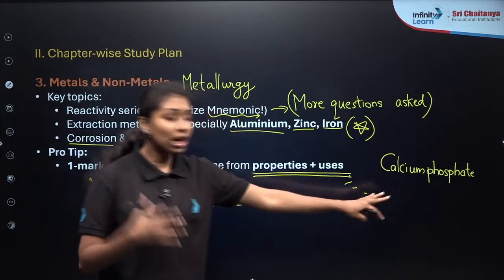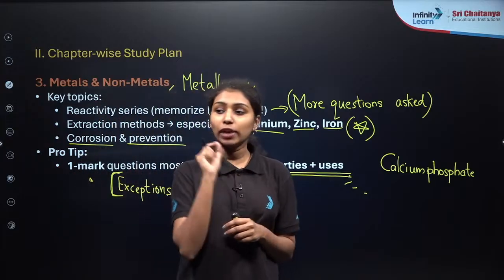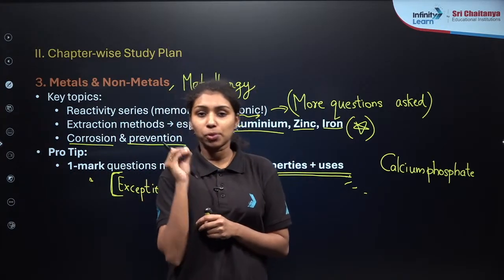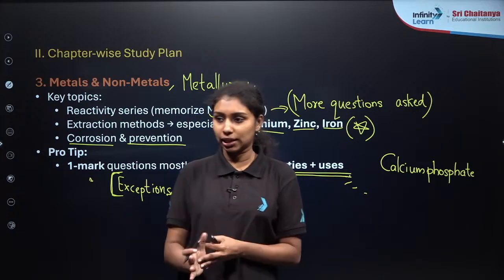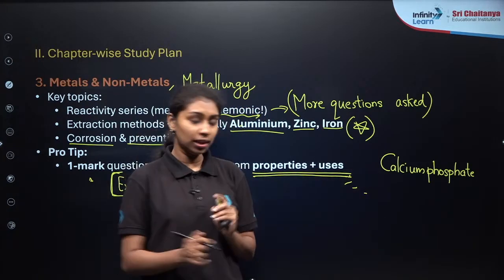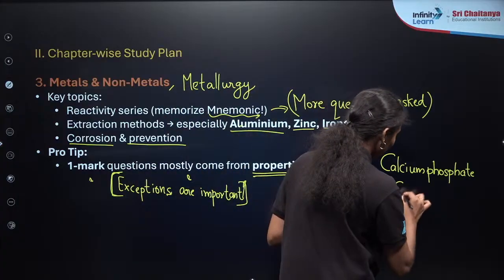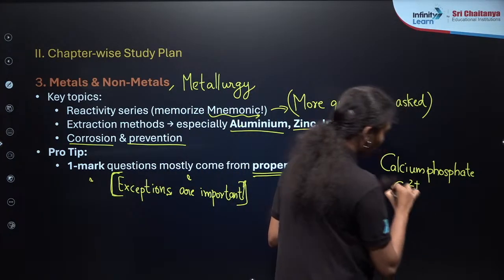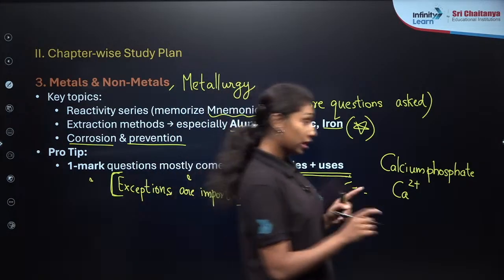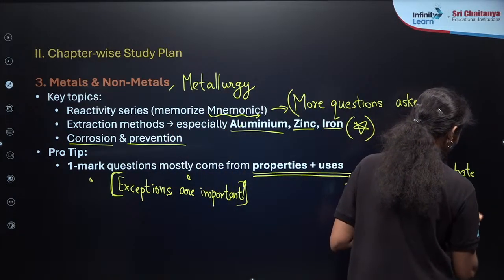Calcium phosphate, right? If you want to write the chemical formula of any salt, first you need to break it into cations and anions. Cations have a positive charge, anions have a negative charge. I hope you have an idea about the formulas of calcium and phosphate. Calcium is Ca2+, which means calcium is the cation here. Phosphate is PO4 3-, right?